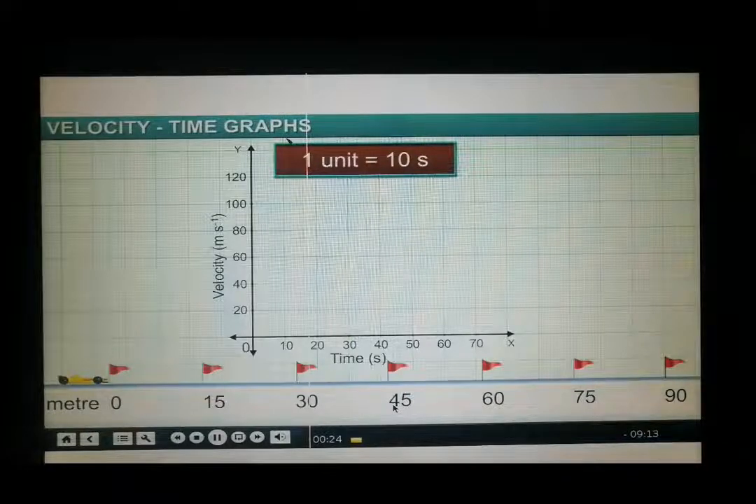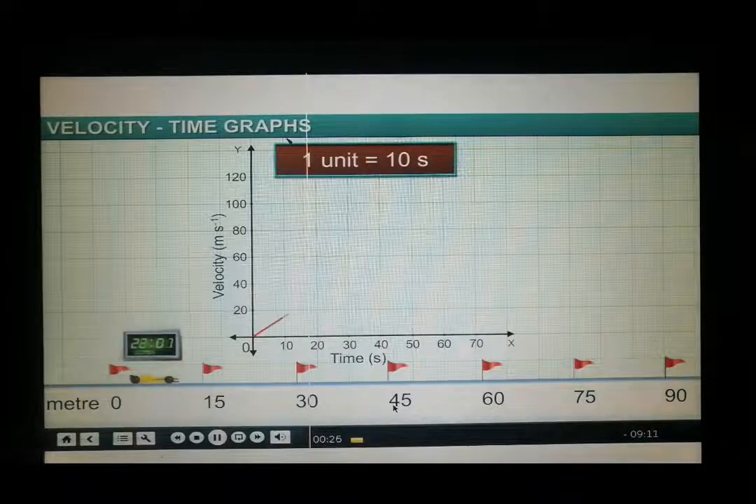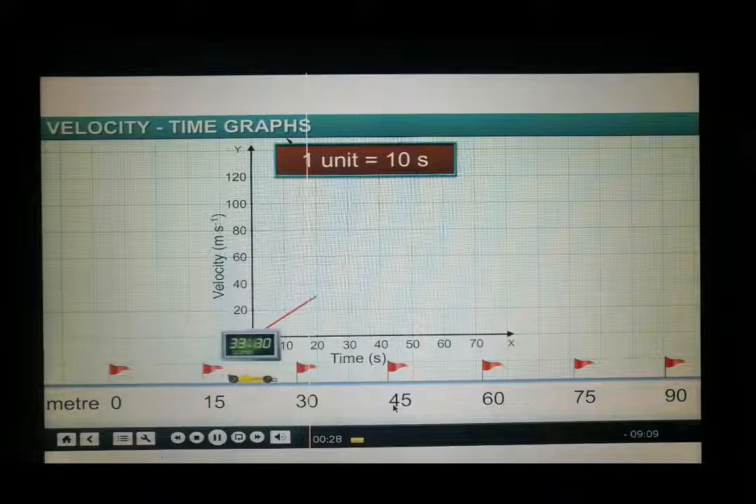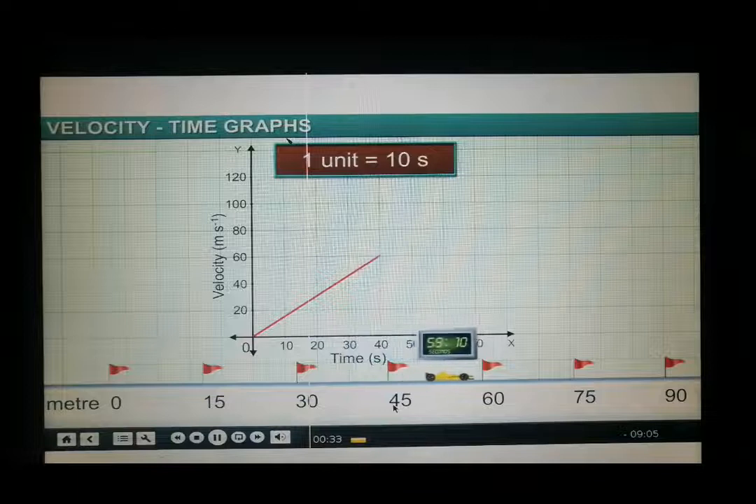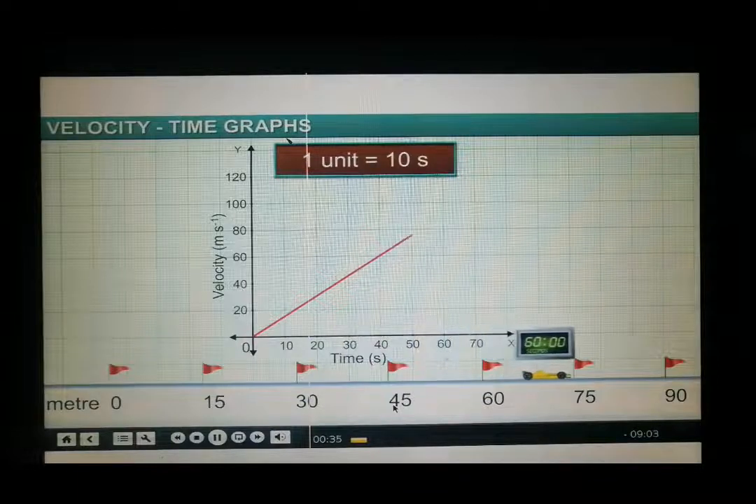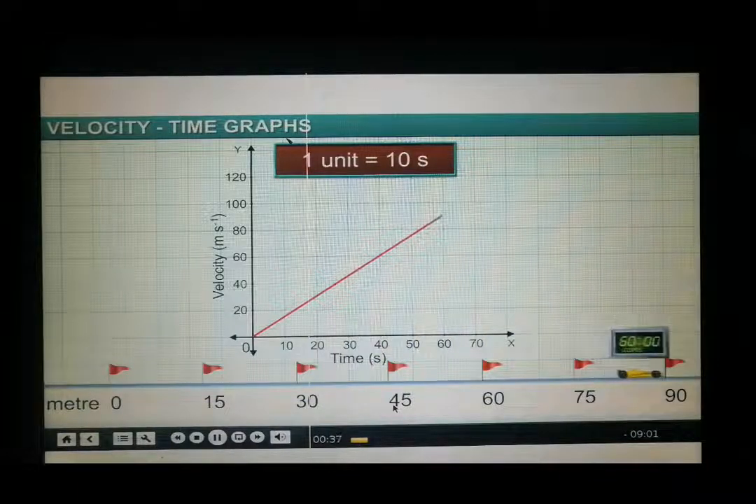Like the distance time graph, the variation in velocity with time for an object moving in a straight line can be represented by a velocity time graph. In a velocity time graph, time is taken on the x-axis while velocity is taken along the y-axis.